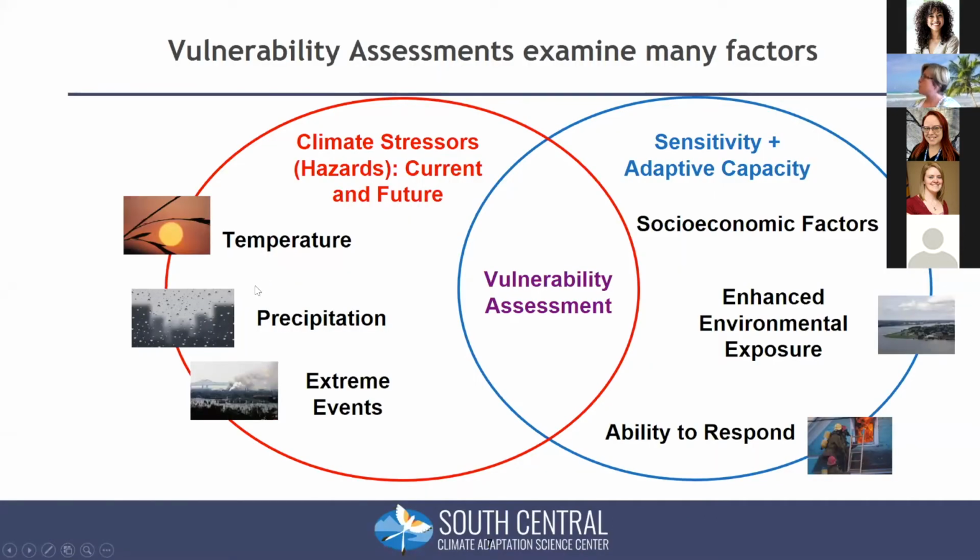So when you think about a vulnerability assessment, we've talked a lot about this red circle, the climate stressors and hazards, so temperature, precipitation, extreme events. Well, vulnerability assessments include a lot of other information and data. And so things like socioeconomic factors, enhanced environmental exposures, and then our ability to respond. So there's a lot of other types of information that you would need to do a vulnerability assessment. And the vulnerability assessment is really looking at all these things. And it falls right here in the middle.